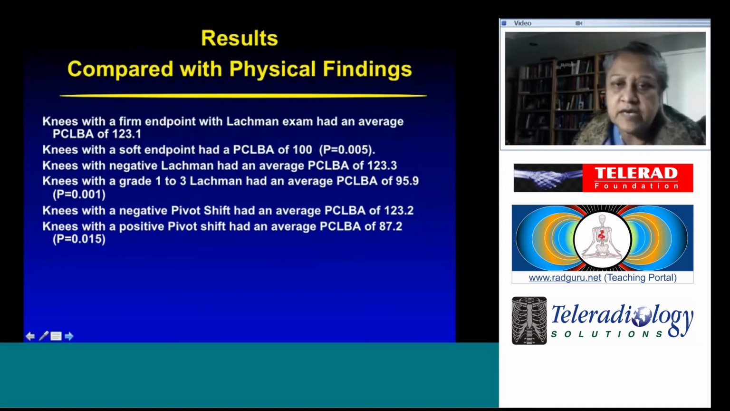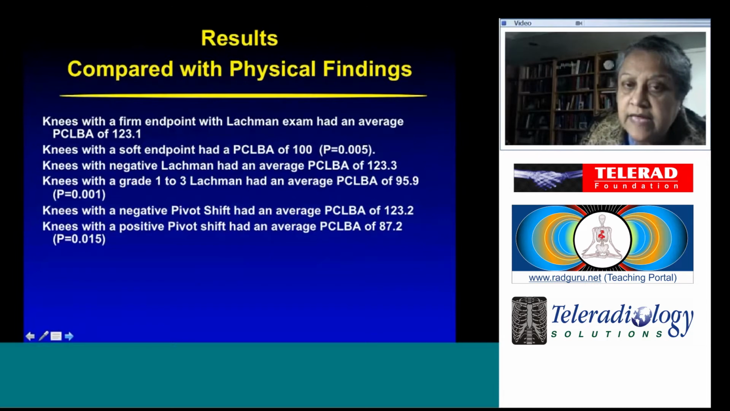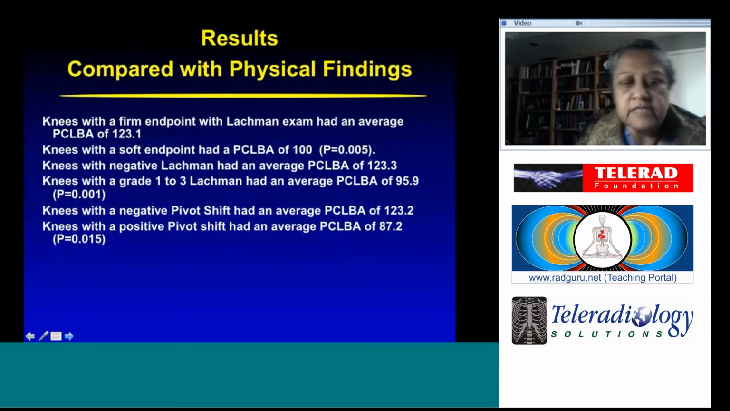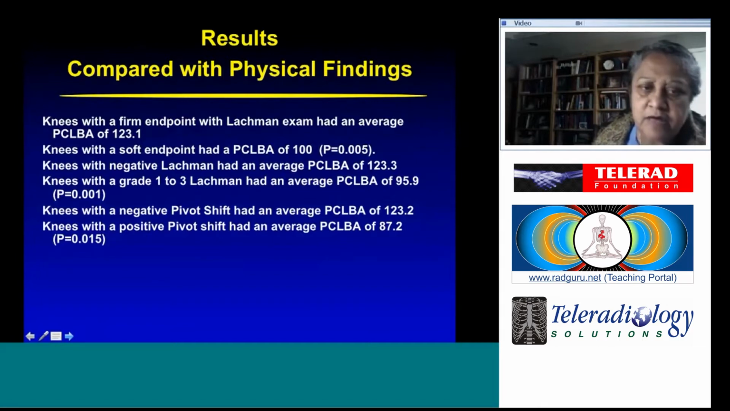And what are the tests that we do? The tests that the orthopedic surgeons do are the anterior drawer test, which looks for the anterior translation, and the Lachman test, which looks for rotatory insufficiency, and the pivot shift test. So what we have found is consistently the PCL buckling angle was always hovering over 100 degrees. And when there was a positive test, then they fell below 100 degrees.